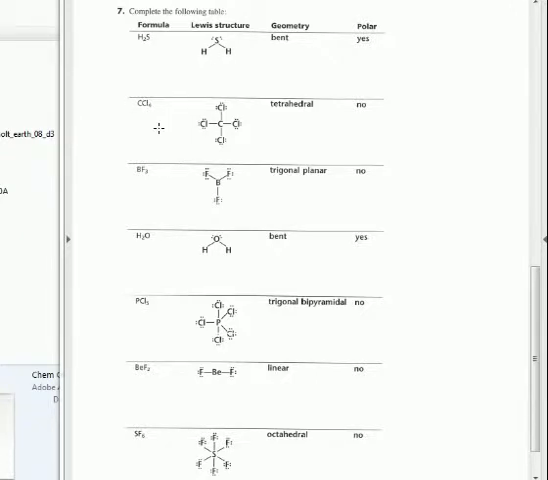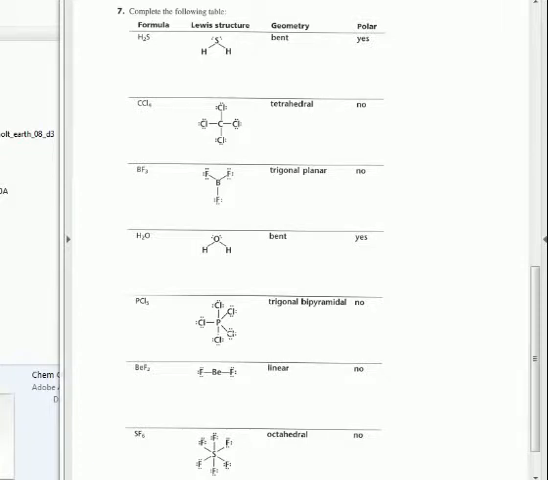CCl4. Yeah, that's carbon tetrachloride. I have my central carbon. I have 4 chlorines spread out around it. All right, that has the AB4 format. That's going to be tetrahedral. Is it going to be polar? No. All of these things are spread out evenly. So even if this individual bond is polar, it's going to be offset by this bond. If this bond is polar, it's going to be offset by this bond. So there's no overall polarity.